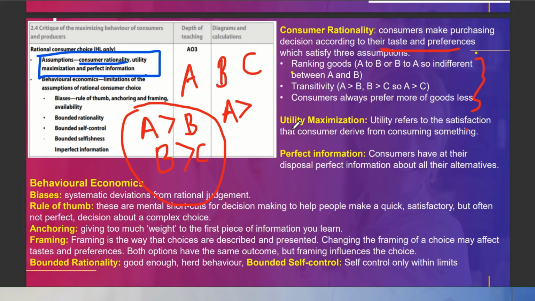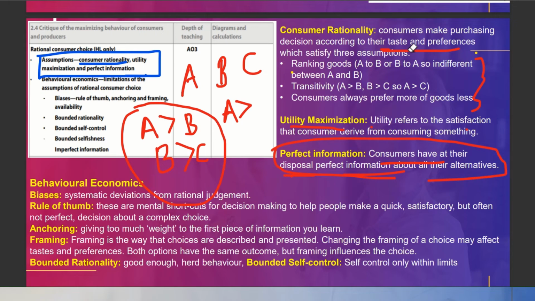And the next one is utility maximization. Utility means satisfaction, as we have discussed. Consumers will always prefer to maximize the satisfaction whenever they are consuming a product. This is another assumption. And the third assumption is perfect information, which means consumers have at their disposal perfect information about all their alternatives, right? So from the consumer's perspective, they have perfect information about all their alternatives.